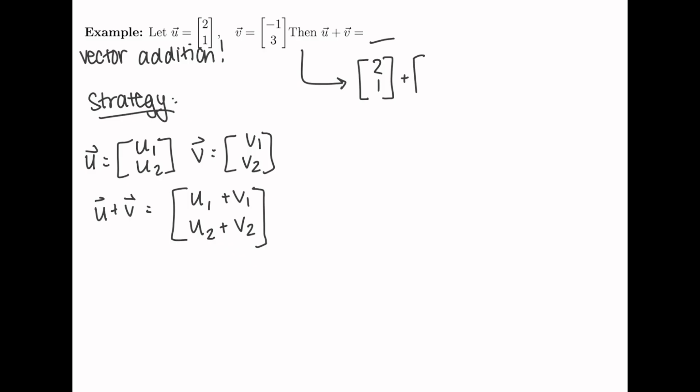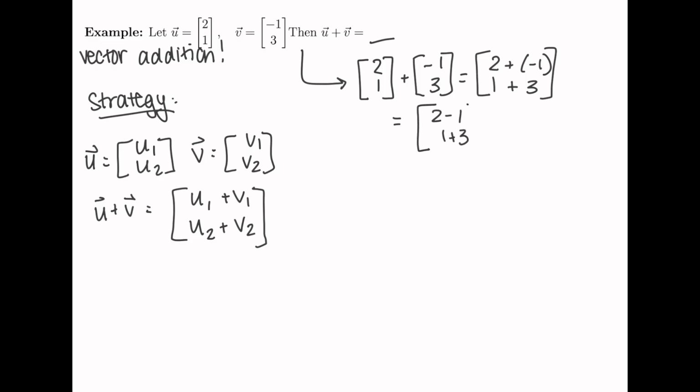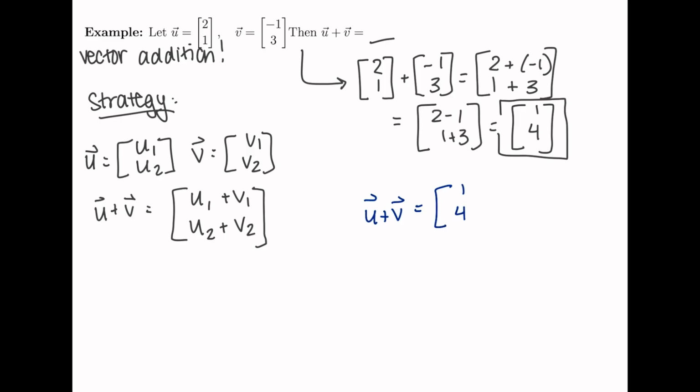problem. So we'll have vector 2, 1 plus vector -1, 3. Doing some arithmetic and some algebra here, we have 2 plus -1, 1 plus 3. 2 plus -1 is the same thing as saying 2 minus 1. Then we have, again, 1 plus 3. This equals 1, 4. So our new output, the vector u plus v, is equal to 1, 4.